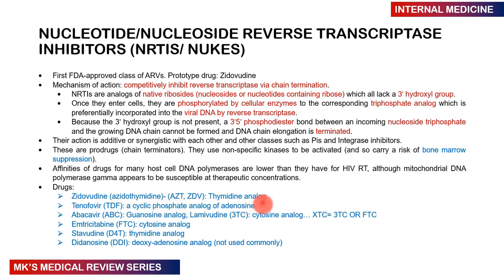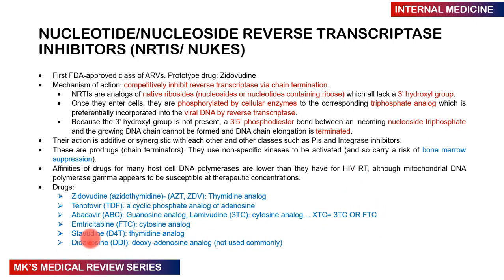Then you have abacavir, which is abbreviated ABC. This is a guanosine analog. You have lamivudine, which is abbreviated as 3TC, a cytosine analog. Then you have emtricitabine, which is abbreviated as FTC, which is also a cytosine analog. Sometimes you may see XTC in the guidelines. Whenever they say XTC, it means the X can either be replaced by a 3, so it becomes lamivudine, or by an F, so it becomes emtricitabine.